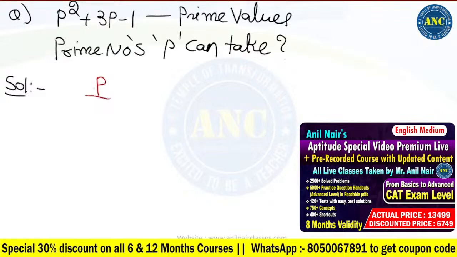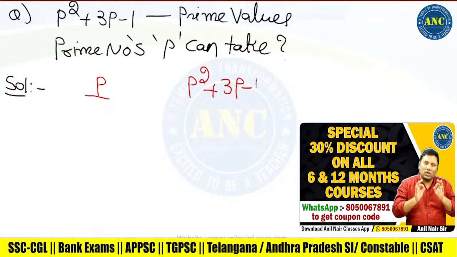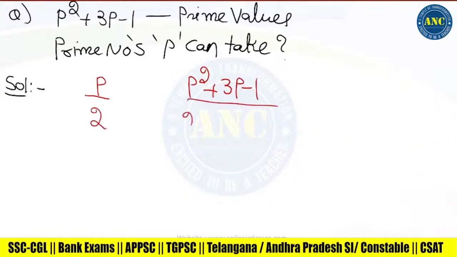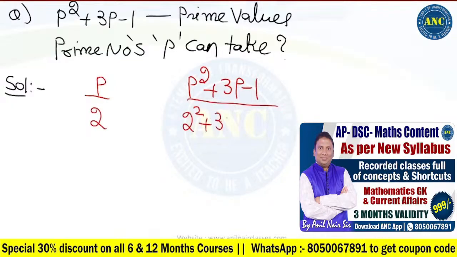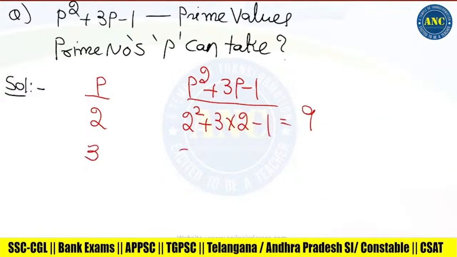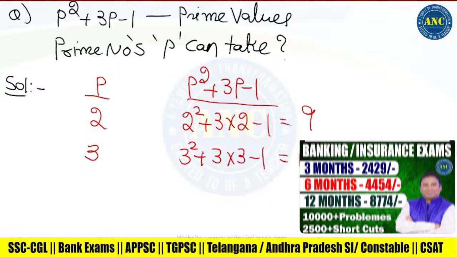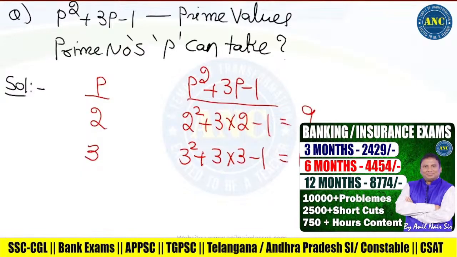First we will write p here and the expression in the question, p square plus 3p minus 1. Lowest prime number is 2. So this is 2 square plus 3 into 2 minus 1: 4 plus 6, 10, 10 minus 1, 9. 9 is a composite number. Next it is 3. 3 square plus 3 into 3 minus 1: 9 plus 8, it is nothing but 17. 17 is a prime number.